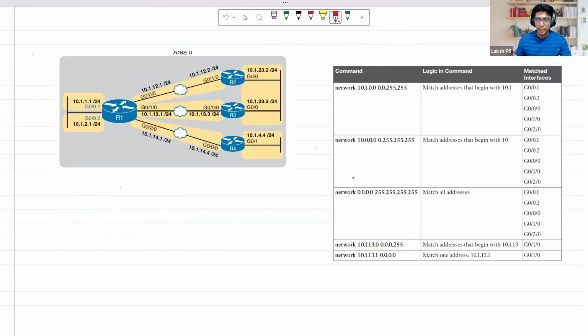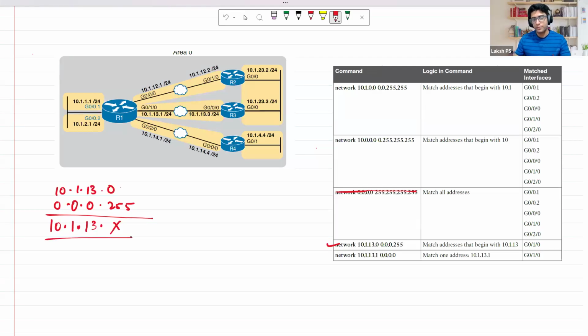Okay, leave this for now because it will be confusing. Let's go to this one. It is 10.1.13.0 and the address mask is 0.0.0.255. Okay, so wherever there are zeros, we will just write that number, 10.1.13. It will ignore the last octet.